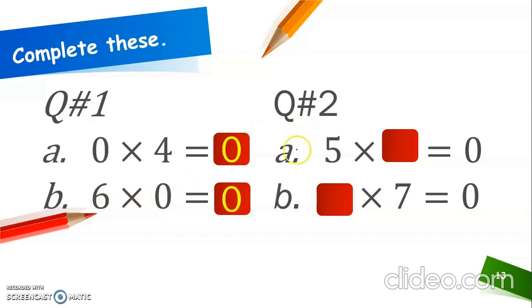Question number 2. Here in first part, 5 is multiplied by some number and the answer is 0. Remember students, we have learned that when 5 or any number is multiplied by 0, so we will get 0. Again, 7 is multiplied by 0 and the answer is 0.